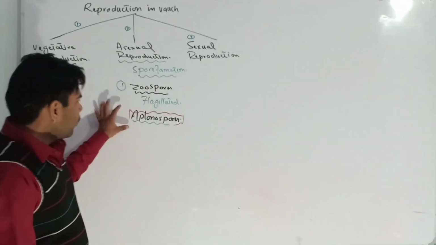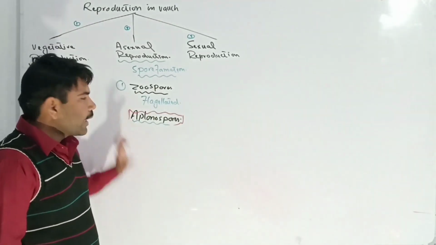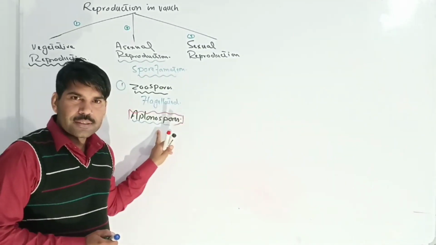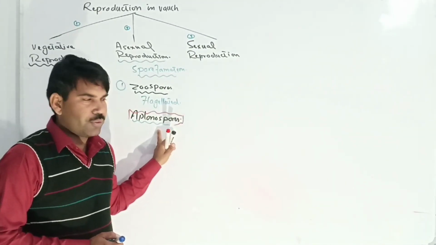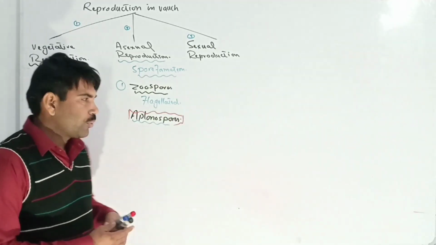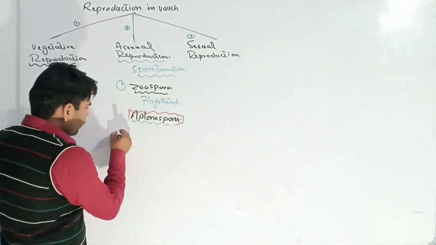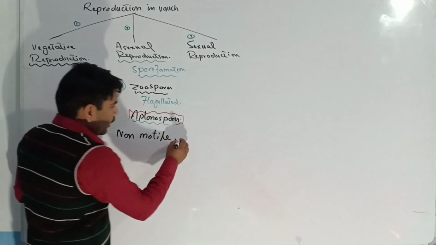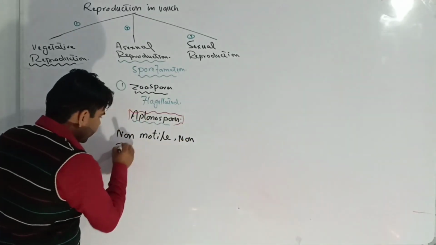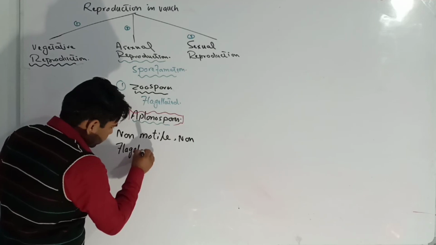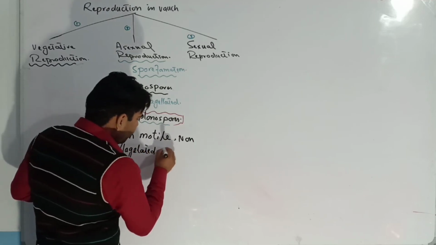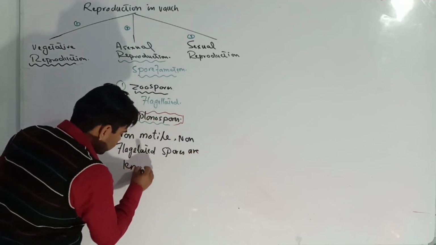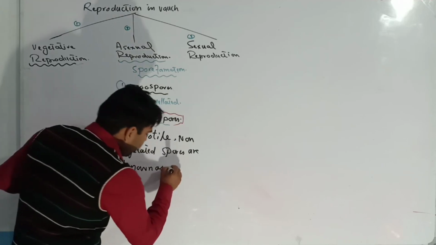Now we are going to study about the aplanospore. What are aplanospores? The non-motile, non-flagellated spores which are present in Vaucheria for asexual reproduction are known as aplanospores. We can write here: non-motile or non-flagellated spores are known as aplanospores.